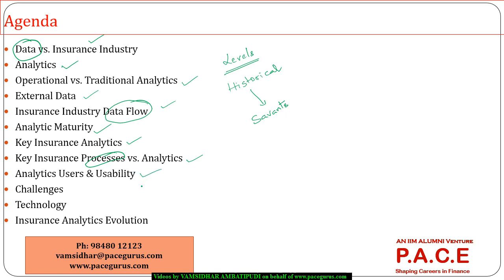Who are the different users of analytics in the insurance industry and what is the level of usability they carry? Now that we understand that analytics is used heavily in the insurance industry, what are the challenges of implementing analytics in the insurance industry? What is the role that technology is playing as a part of analytics, and what are the various technology-related advancements that have caused analytics as an industry to flourish, and how has the entire space of insurance analytics evolved over the past, and what is the stage of insurance analytics in the current scenario? So this is a very high-level overview of insurance analytics per se.